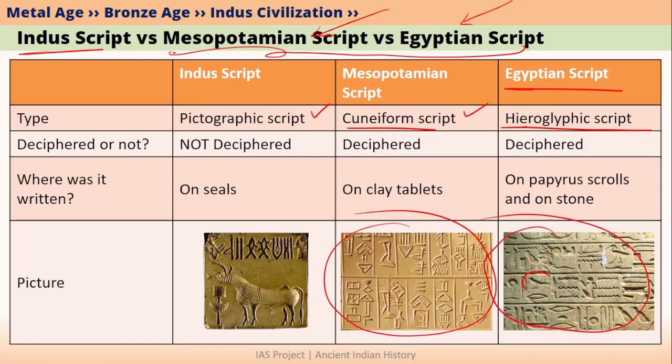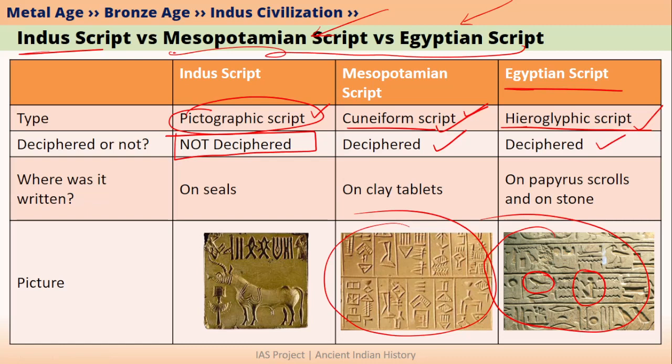You can see a bird hieroglyph here, and a person is also shown in the hieroglyph here. So Mesopotamian script is a cuneiform script, whereas Egyptian script is a hieroglyphic script. However, the Indus script is a pictographic script and a logosyllabic script. Indus script has not been deciphered yet. However, Mesopotamian script as well as Egyptian script have been deciphered.